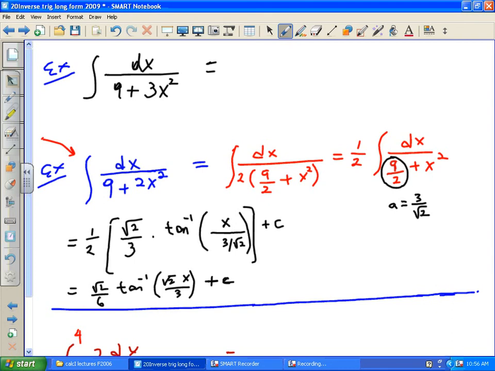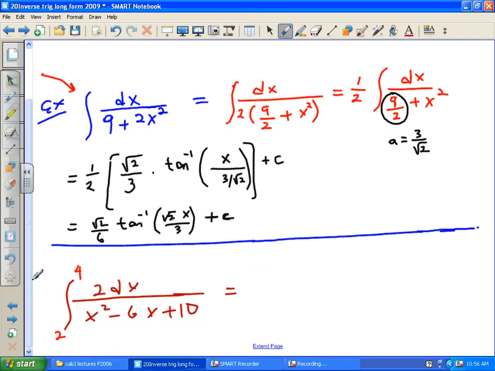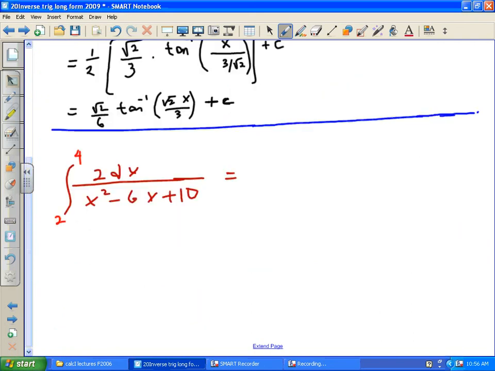Okay, the last question, of course, is probably the most challenging. You got something here that doesn't look like an inverse tangent. You got an extra x term in there. X squared minus 6x plus 10 in the denominator. Okay, first of all, I'm going to forget about the limits. I'm going to factor out the 2.